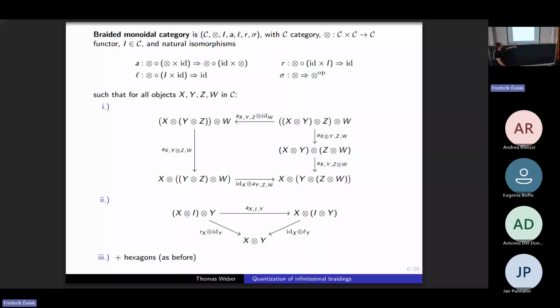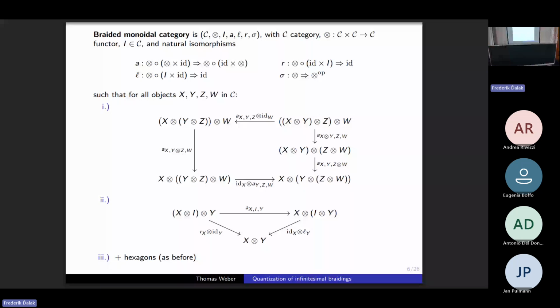You need the unitors, these are L and R, so left and right unitors, how to identify the tensor product with your monoid unit with the objects, and the braiding can be seen as a natural isomorphism of the tensor product with its opposite, satisfying some obvious axioms that we don't really care about.